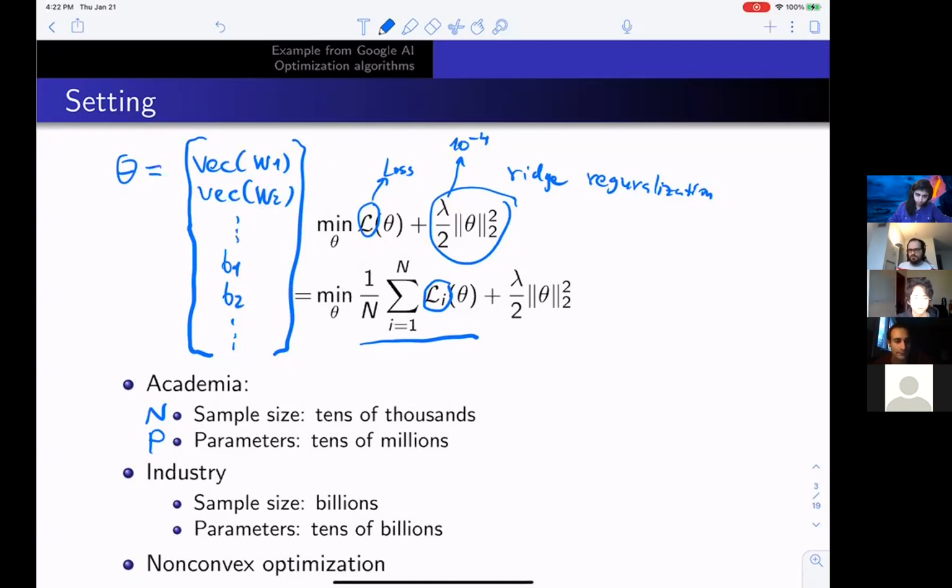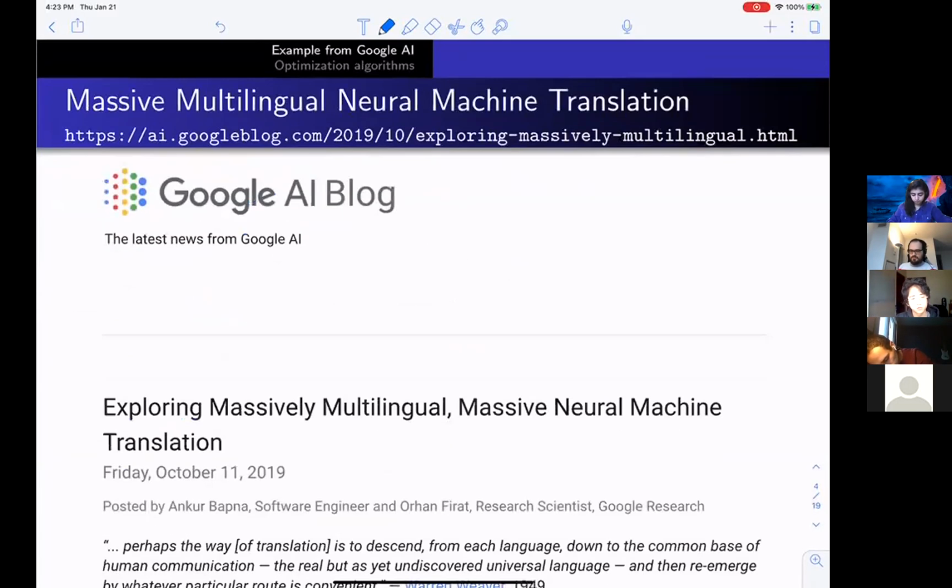And what's important to remember about this optimization problem is that it's non-convex optimization, right? So in general, little is known about non-convex optimization. Now, I would like to illustrate to you how in the industry, the scale of the problem is significantly larger.